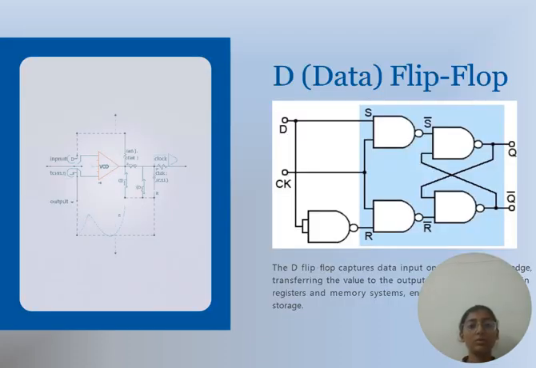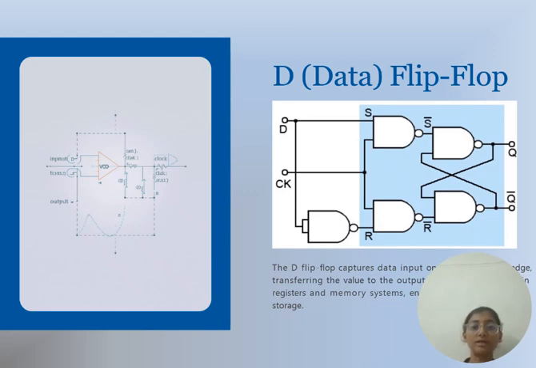The overview of D flip-flop. The data or delay flip-flop is a type of clocked flip-flop used to store a single bit of data. It has two main inputs, D and a clock. On the triggering edge of the clock, usually the rising edge, the output Q takes the value of the D input. The output Q holds this value until the next clock edge, effectively latching the data.